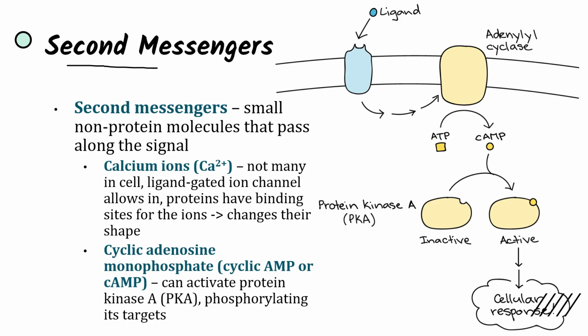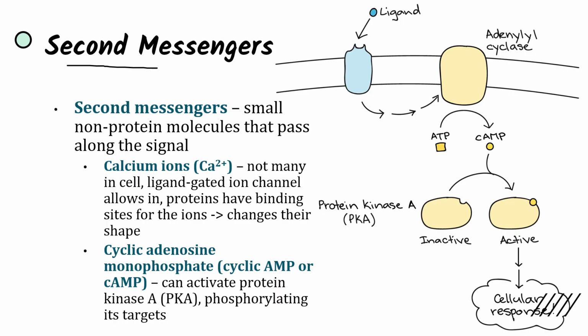So oftentimes proteins or phosphorylation cascades or turning inactive proteins to active proteins is still going to occur even when you're using second messengers, but it's not just going to happen through a phosphorylation cascade. Cyclic AMP and calcium ions are going to help in this pathway.